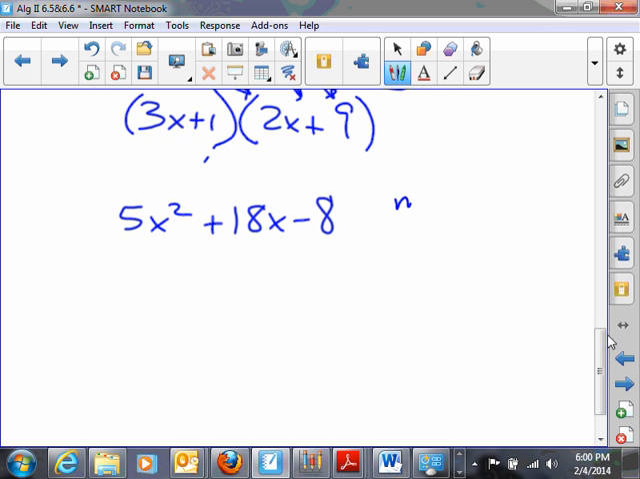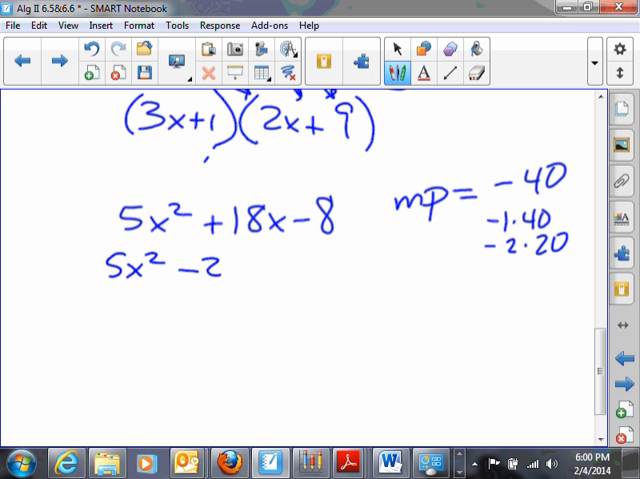So the master product is going to be 5 times negative 8, which is negative 40. Now, what two numbers multiply to give negative 40 and add to give 18? Well, negative 1 times 40, negative 2 times 20. We found it again awful quickly. So we're going to rewrite the middle term: 5x squared minus 2x plus 20x minus 8. Now, since we have a plus sign in the middle already, we're good. We can just put parentheses here and here.